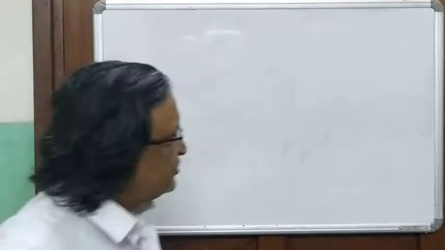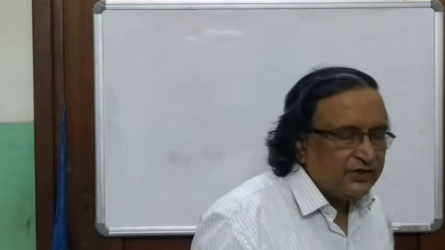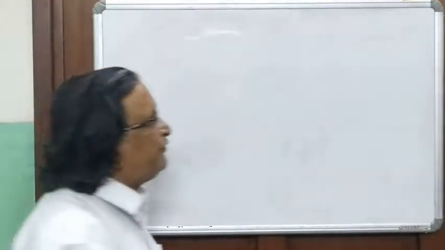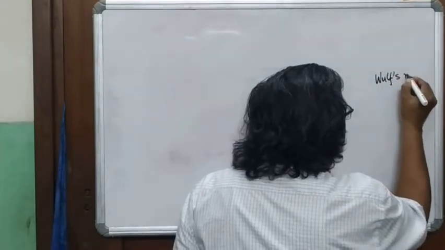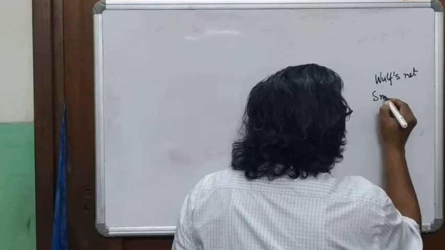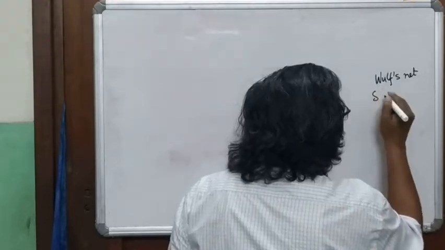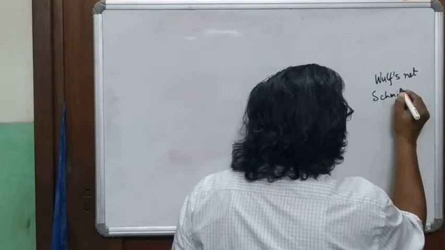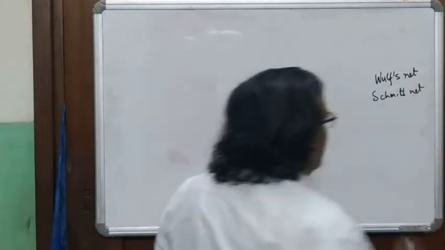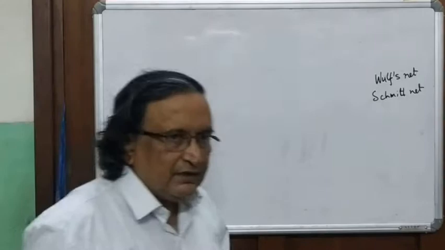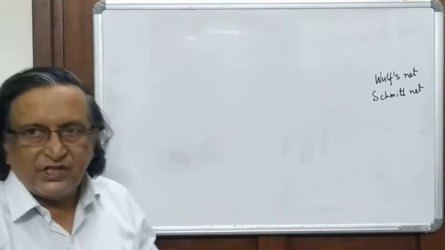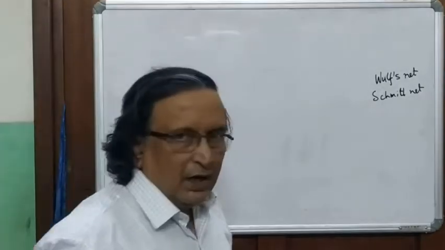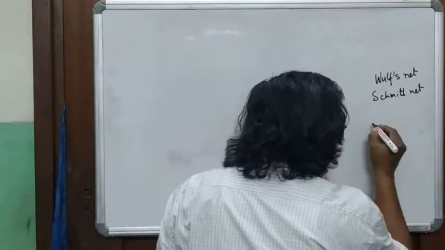Now, to begin with, there are two types of stereo nets. One is called the Wolf's net, and the other one is called the Schmidt net. You read about them, how they are done. One is called angle true, and one is called area true. How it's done, you find out.